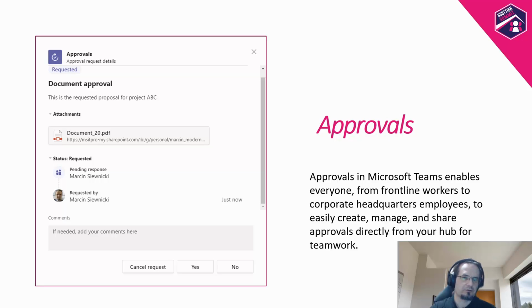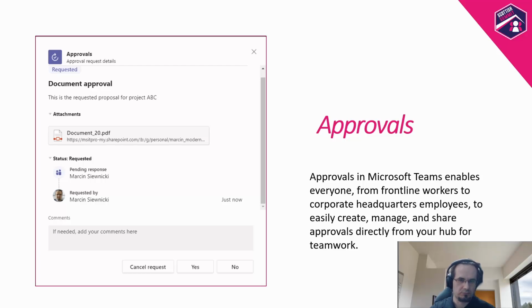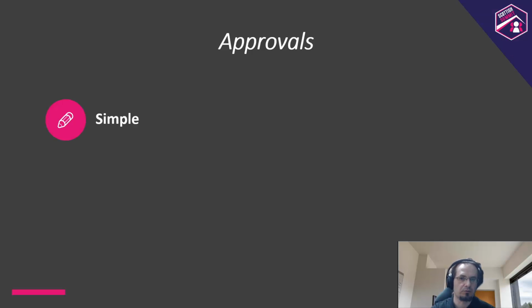And first, very basic stuff: approvals. Microsoft introduced approvals in the last few weeks. It's a new thing in Microsoft Teams, but very powerful. You can use it to create very basic approvals that you can send to your colleagues and ask for approval for a specific topic, for a document, for some offering, etc.